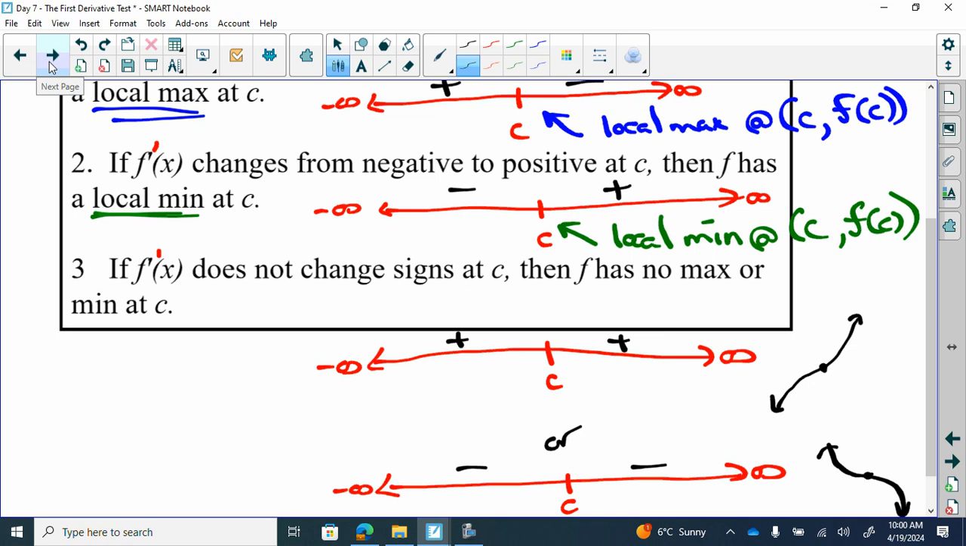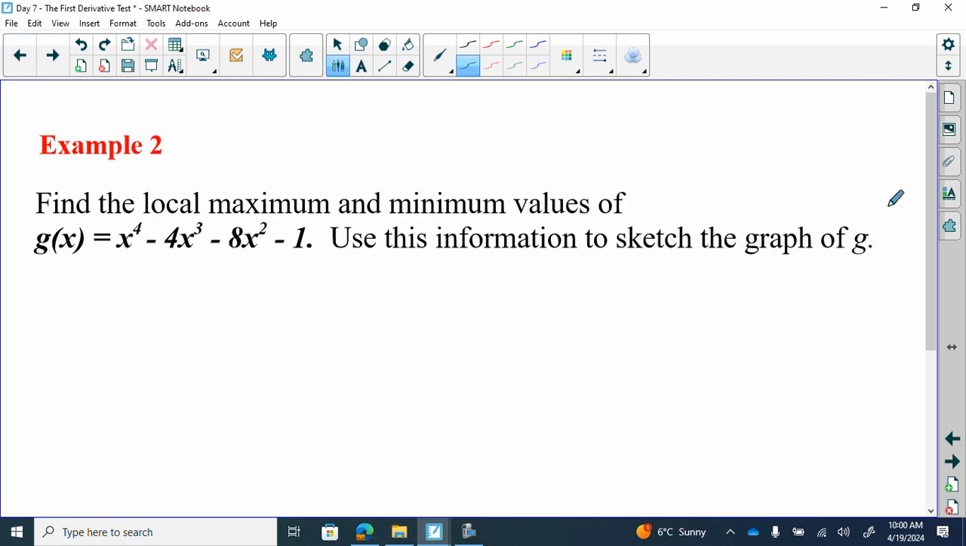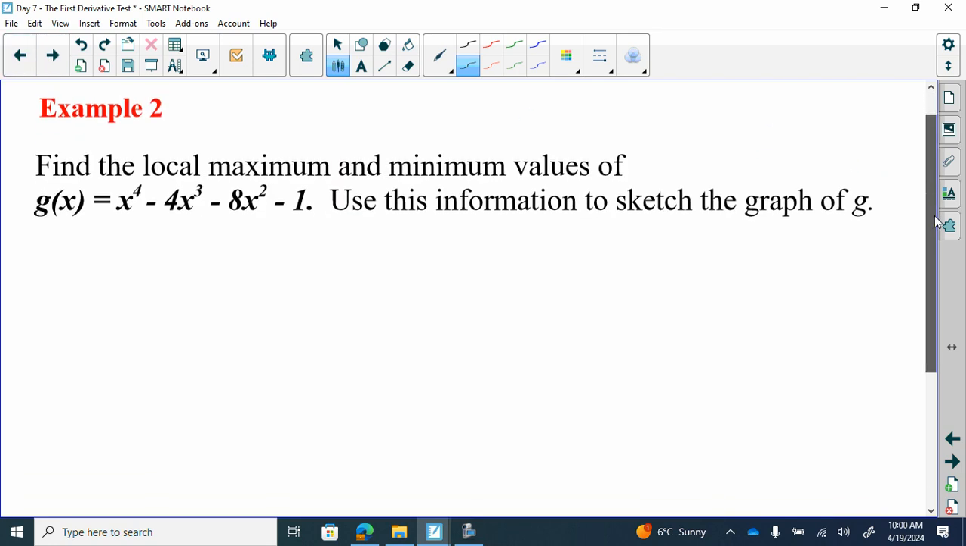Let's work through an example. Okay? The example is going to say, calculate the local maximum and minimum values of a given function. In order to do that, we need to find the intervals of increase and decrease like we did yesterday. And then we'll use the number line to determine if c is a max or a min. So let's move right to this one, example 2.